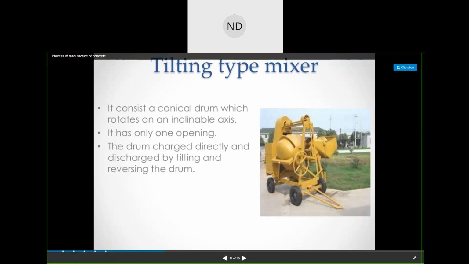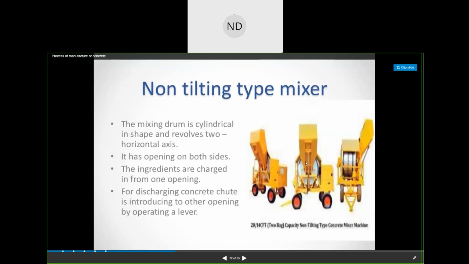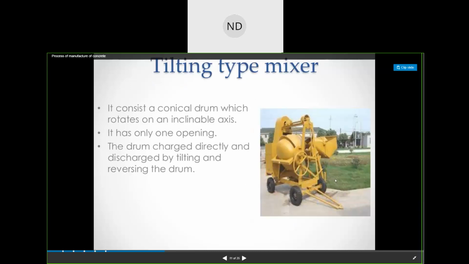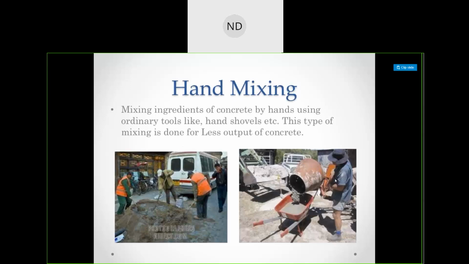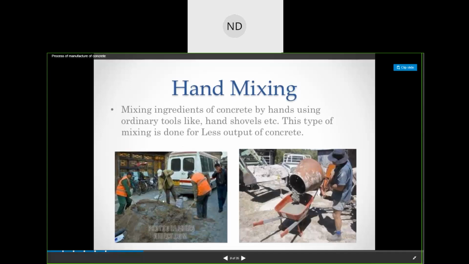Tilting type is this. This can be tilted. And on the construction site itself, your mixing is done. After batching, these quantities are mixed here in the tilting type or non-tilting. Non-tilting means it cannot be tilted. You have to take your concrete from the mixture itself. When you're mixing by hand, you can give the measured proportion, and then you can mix with manual tools like your shovels.